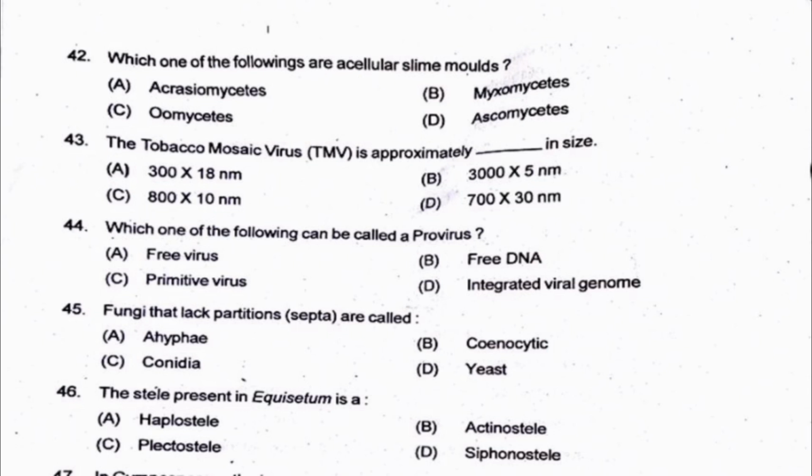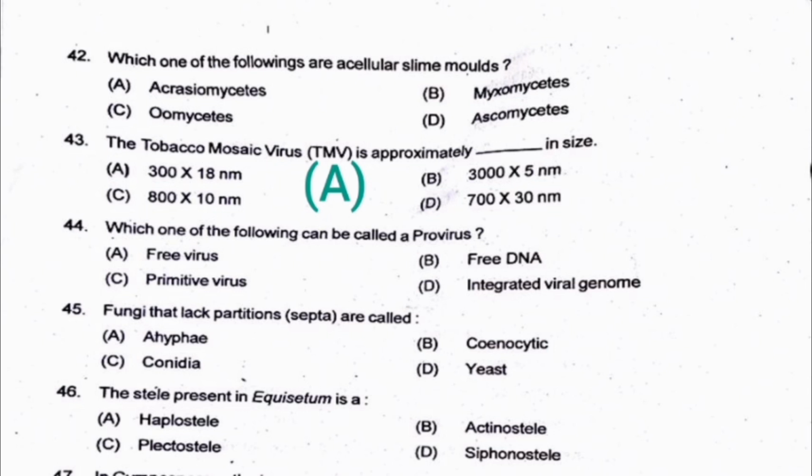Next, question number 43. The tobacco mosaic virus TMV is approximately dash in size. Option A 300 into 18 nanometer, option B 3000 into 5 nanometer, option C 800 into 10 nanometer, option D 700 into 30 nanometer. So the tobacco mosaic virus, that is TMV, is 300 nanometer in length and 18 nanometer in breadth. So the correct answer is option A.